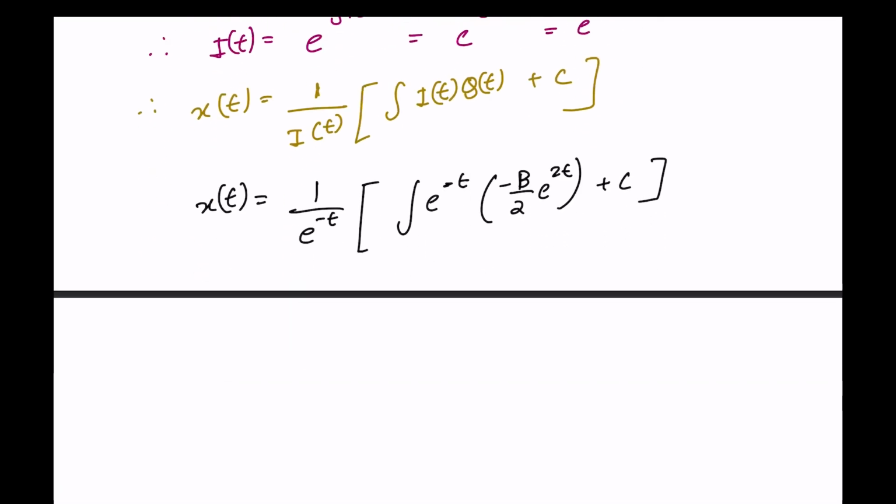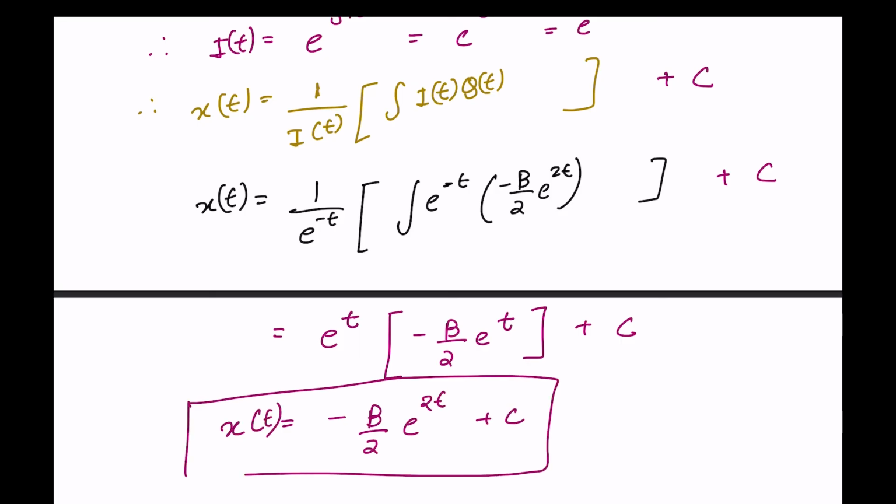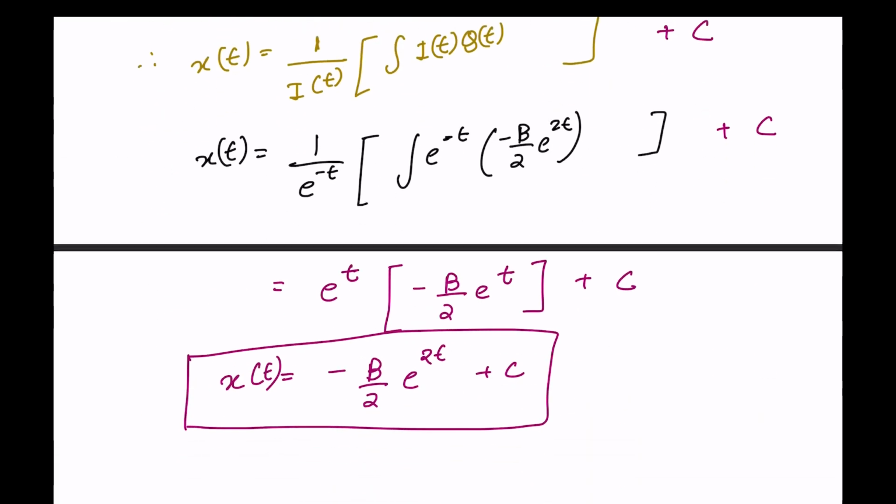Now this will become e to the power of t, and here after multiplication, what we would be left with is minus b by 2 e to the power of t. And another thing here is we have to take this constant of integration out of the brackets. Generally it's taken inside, I don't know why they took it outside. Never mind. So finally we are with minus b by 2 e to the power of 2t plus c e to the power of t. This is your x(t), and this is what we had to prove in this question, that x is equal to minus b by 2 e to the power of 2t plus c e to the power of t.